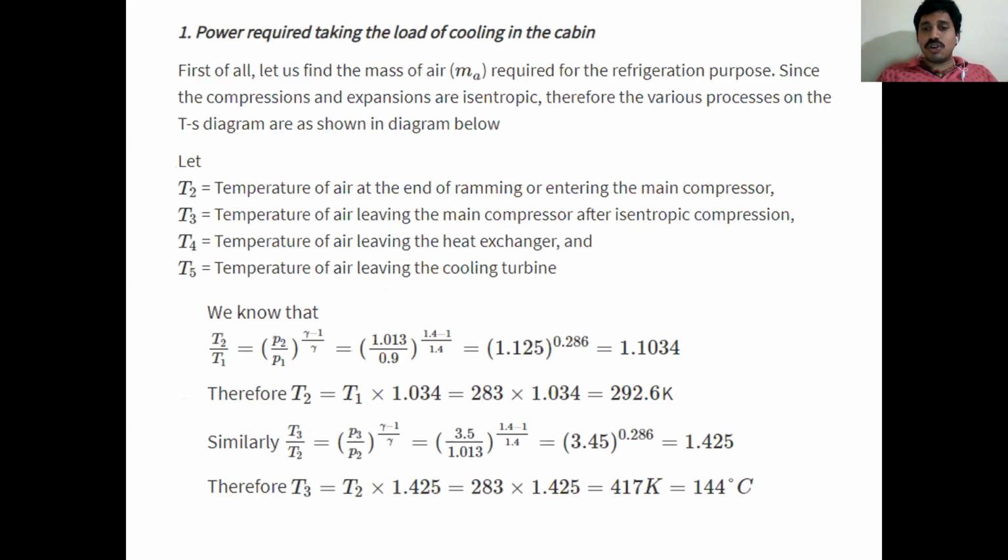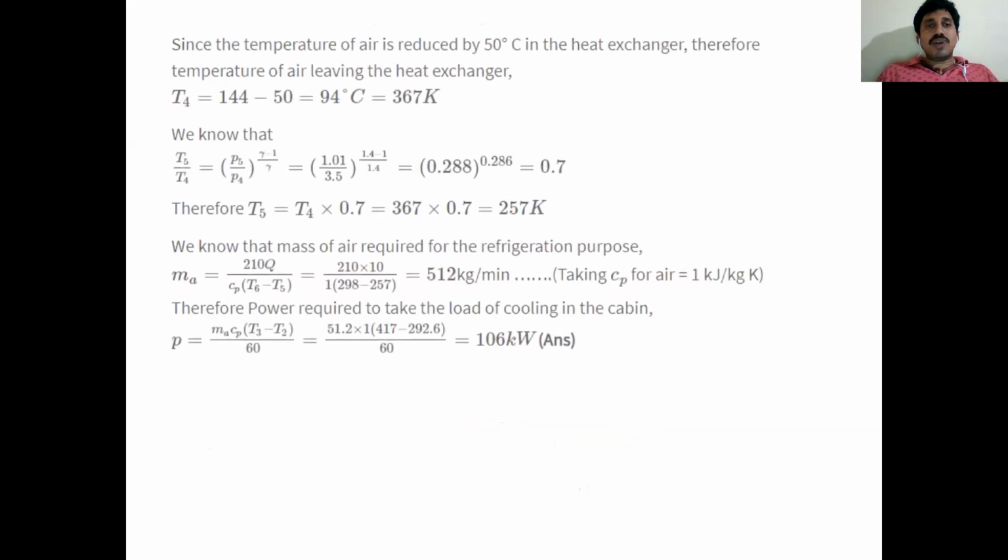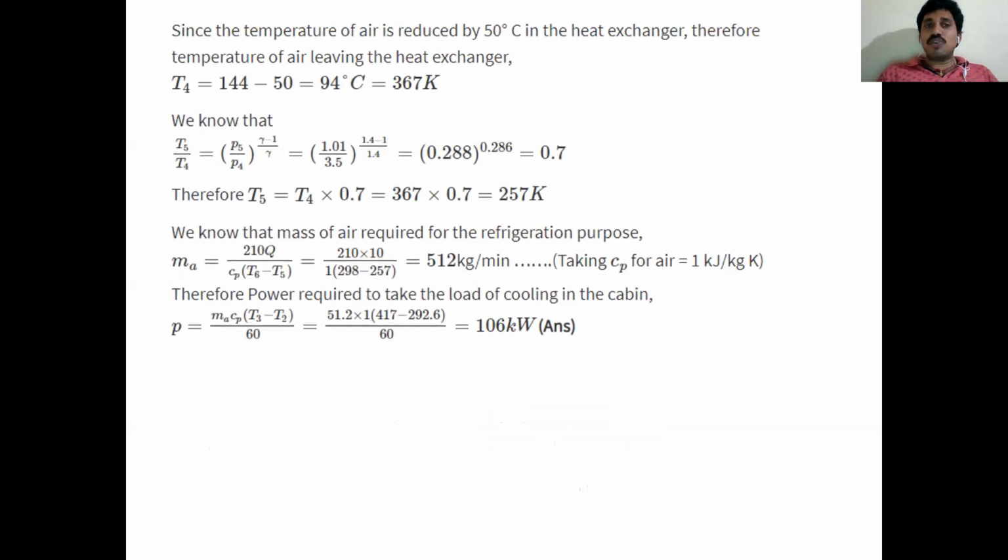T3 is 144 degrees Celsius or 417 Kelvin. So 417 Kelvin means you can take 144 degrees Celsius. So 144 minus 50 degrees Celsius, 94 degrees Celsius. If you convert to Kelvin, 367 Kelvin. So this is the temperature after the heat exchanger. So some heat rejection has taken place. That's why a temperature drop has also taken place.